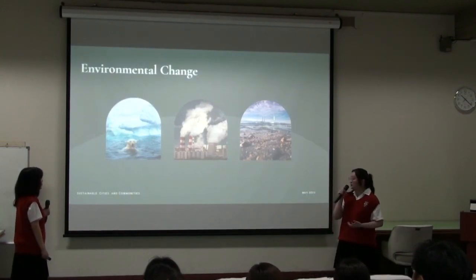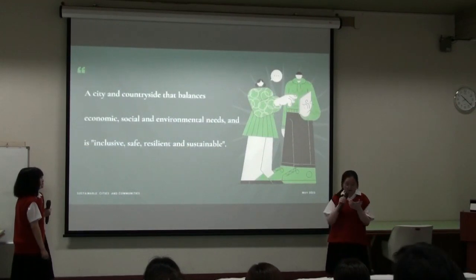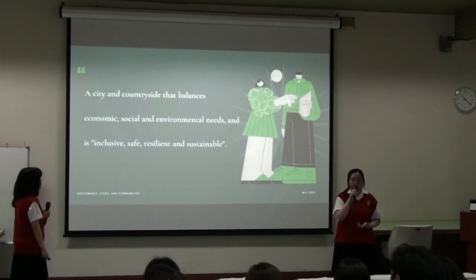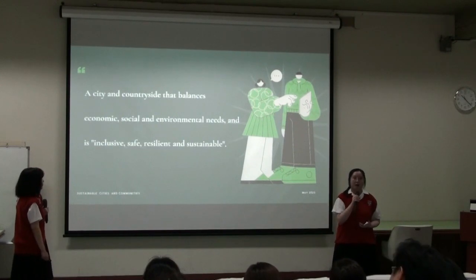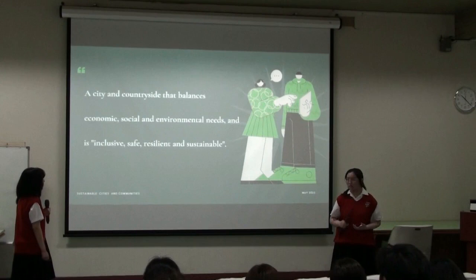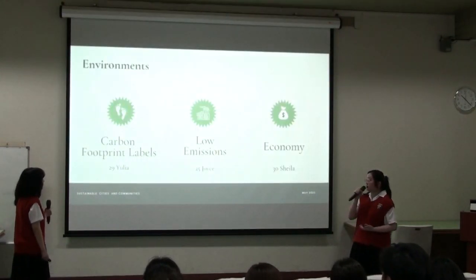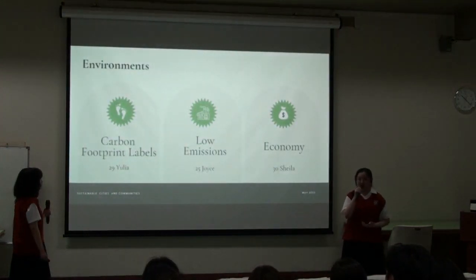So, what are sustainable cities and communities? According to the United Nations, sustainable cities and communities can be defined as a city and countryside that balances economic, social, and environmental needs, and is inclusive, safe, resilient, and sustainable. Today, we're focused on the environmental part.